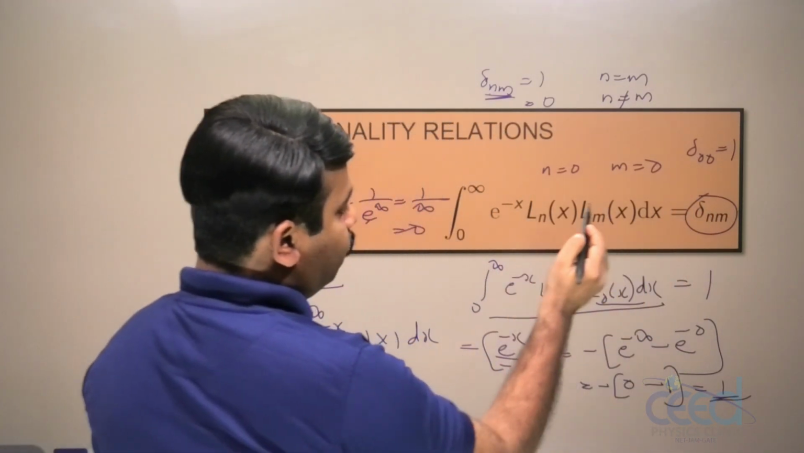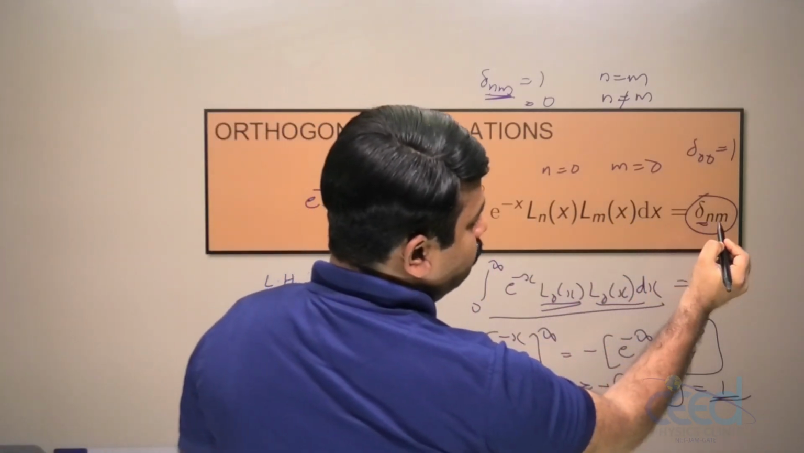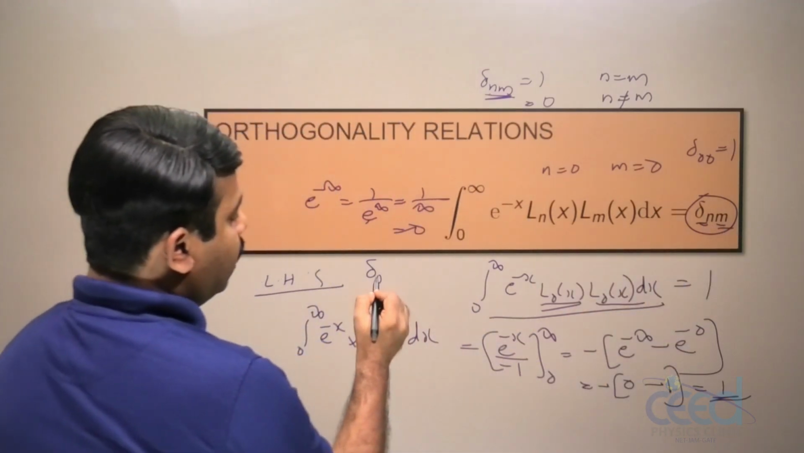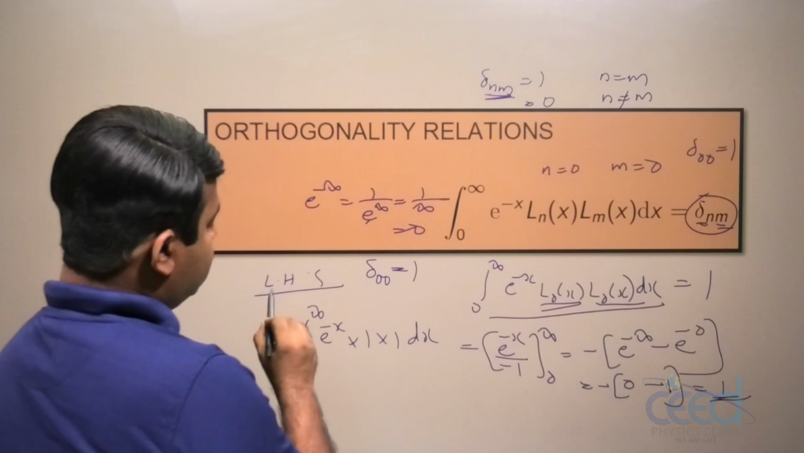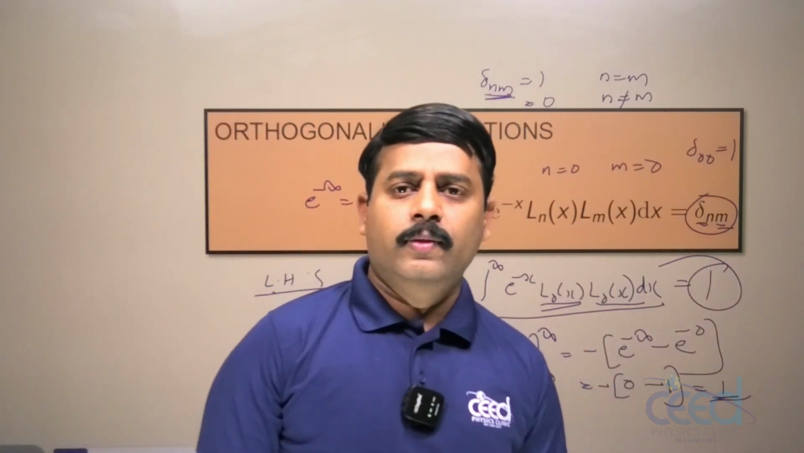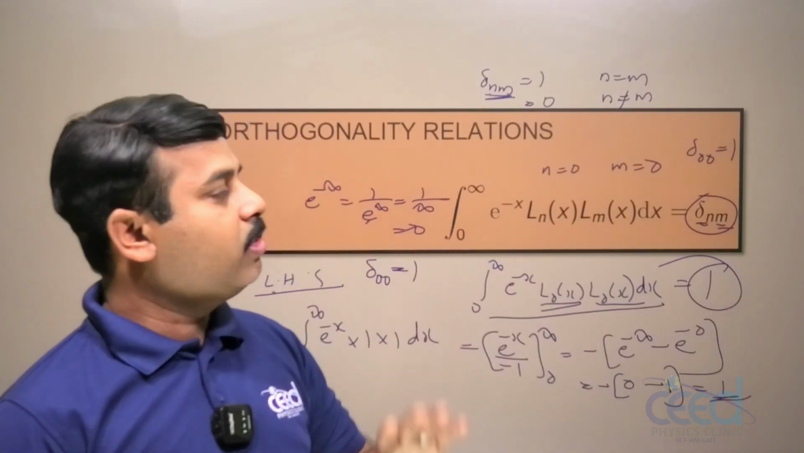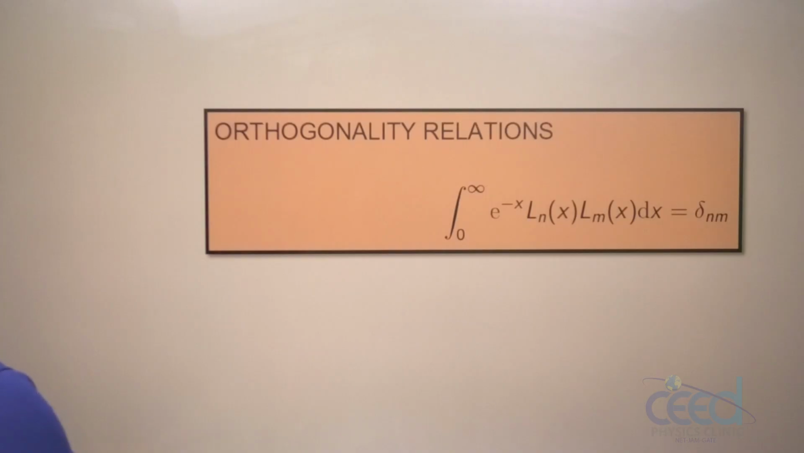Now instead of that, you can put the Dirac delta of m, n: if n is 1, n is 0, m is 0. Then the Dirac delta of m equal to n means its value is 1, so LHS is equal to RHS. So this orthogonality relation is also valid. Alright.